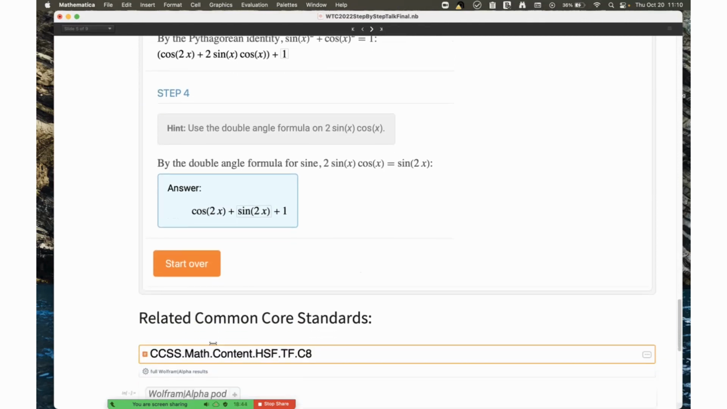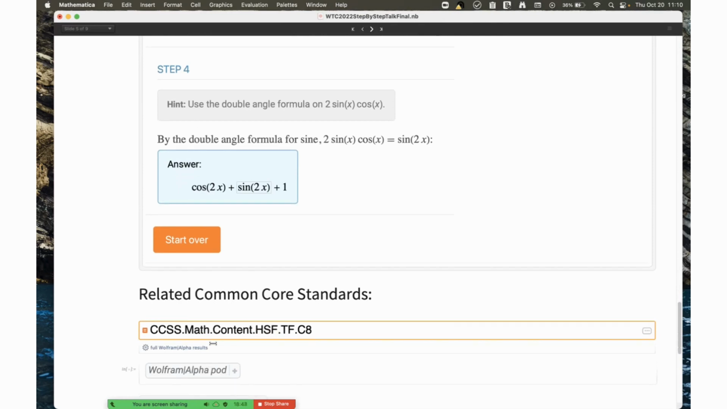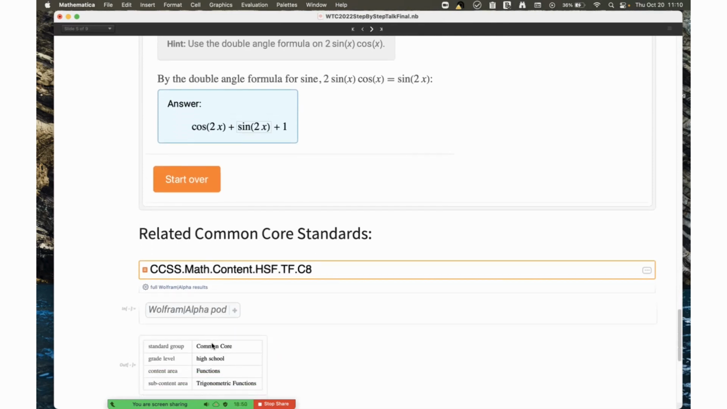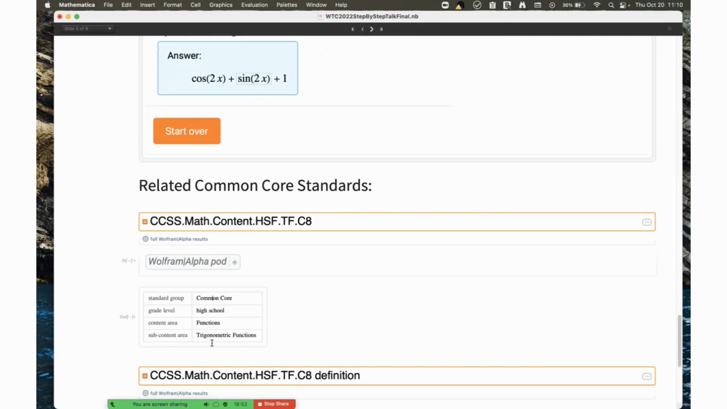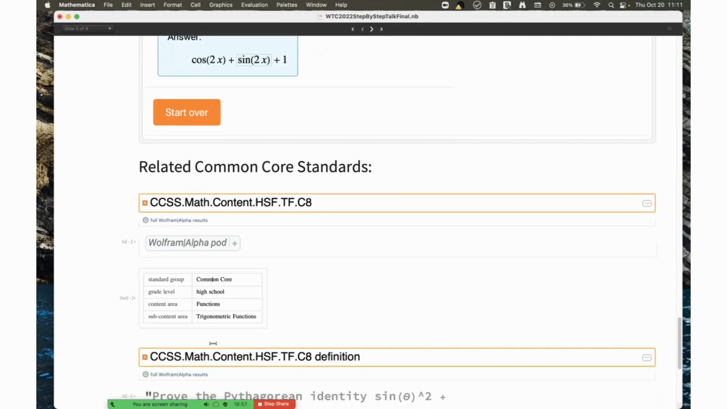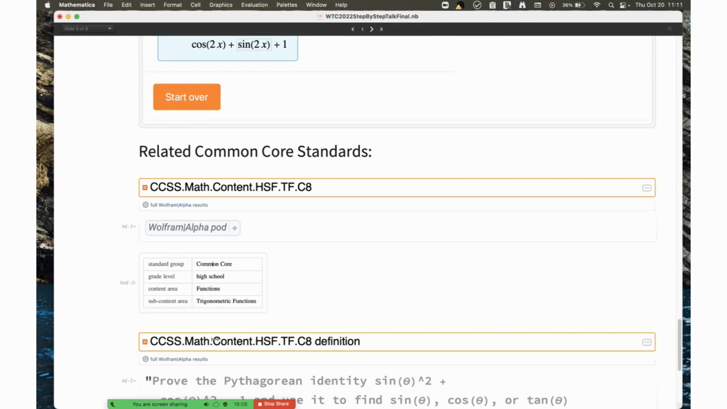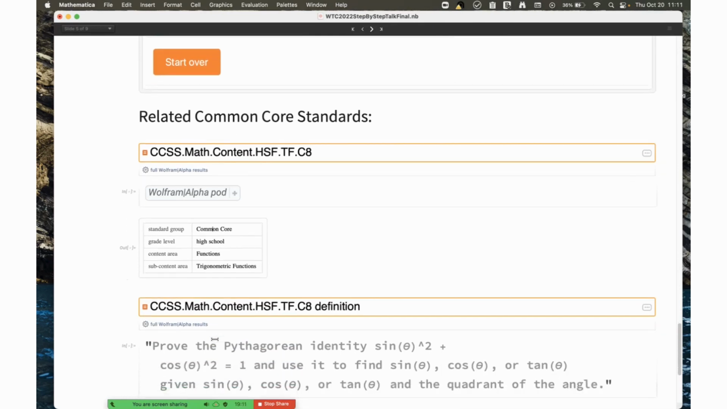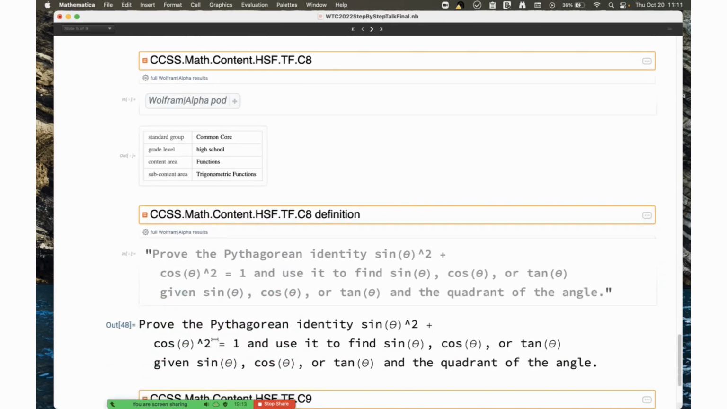I want to point out that there's been a lot of effort towards the Common Core standards here. So in the Wolfram Alpha Notebook Edition, as Anne-Marie was demonstrating, we have the ability to work with Common Core standards, and we can obtain information on the trigonometry standards, for instance. So in particular, there are two trigonometric functions, and then we can also get that definition as well.